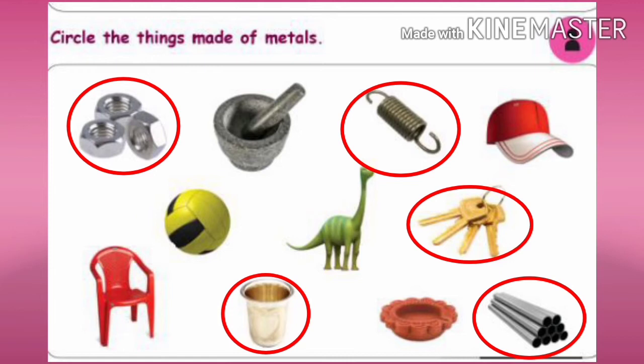So, totally, how many things have we circled, children? 1, 2, 3, 4, 5. Isn't it? We have circled 5 things. What are they? Bolt, spring, keys, tumbler, and the last one, iron rods. These are the things we have circled.